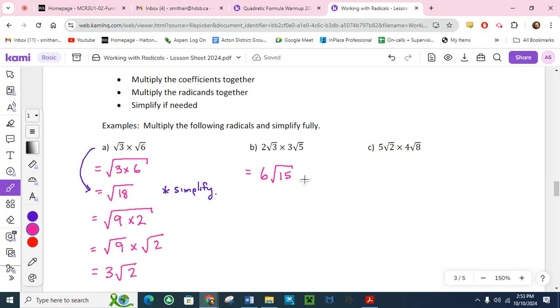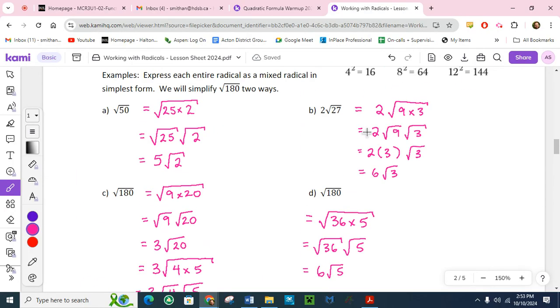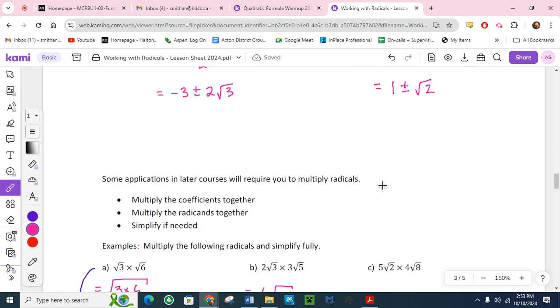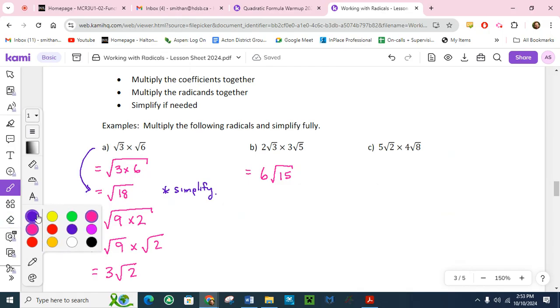Now it's worth having a think. 15, can we simplify that any further? Are there any perfect square numbers that go into 15? Our perfect square numbers are 1, 4, 9, 16. 1 doesn't really help us, and 4 and 9 don't go into 15. So this is actually done. Sometimes you don't have to take things any further.